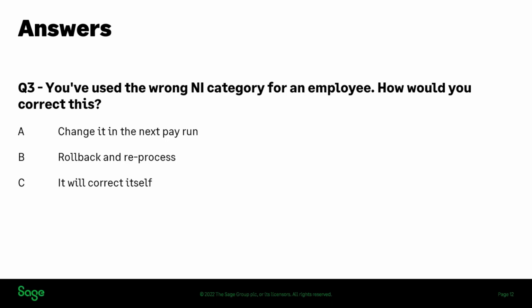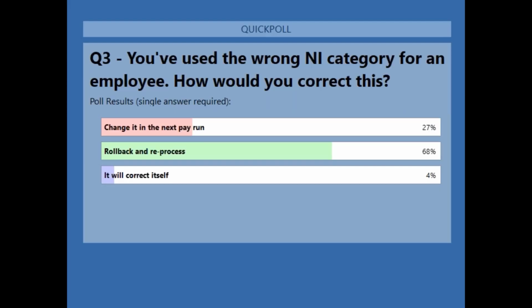Okay, so let's move on to question 3. And again, we shall share the results. Bit of a majority there, 68% this time have answered the same answer with the rollback and reprocess. So this is if you've used the wrong national insurance category for an employee, how do you go about correcting this? So once more, it's time to hand over to Duncan to reveal the answer. Again, over to you, Duncan.